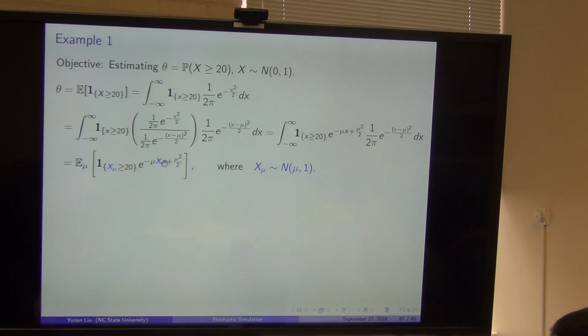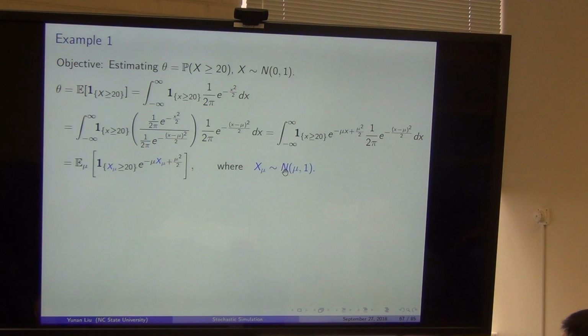Let's take a look at this. What do we mean by this? Initially, if you wish to estimate this probability, you have to generate x, which is normally distributed with mean 0 and variance 1. It's really unlikely for x to be greater than 20, so this is going to be bad. But look at this one though. If we have a good mu set up, we are able to generate not a 0,1 normal but a mu,1 normal. So this will happen from time to time.